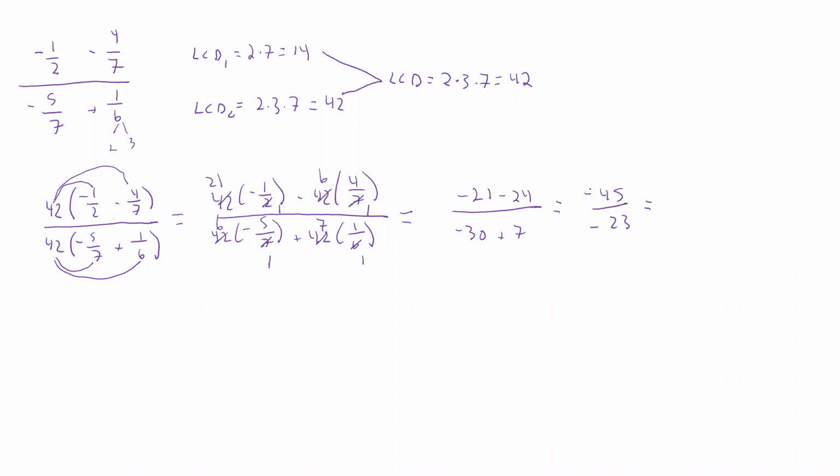Well, what can we do there? Well, a minus divided by a minus is going to be a positive. 45 divided by 23 is going to be just 45 over 23. We can't reduce it as the improper fraction. And so that would be our improper fraction.